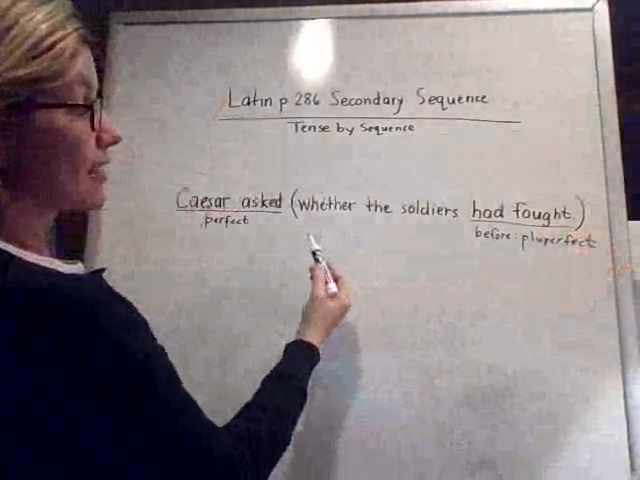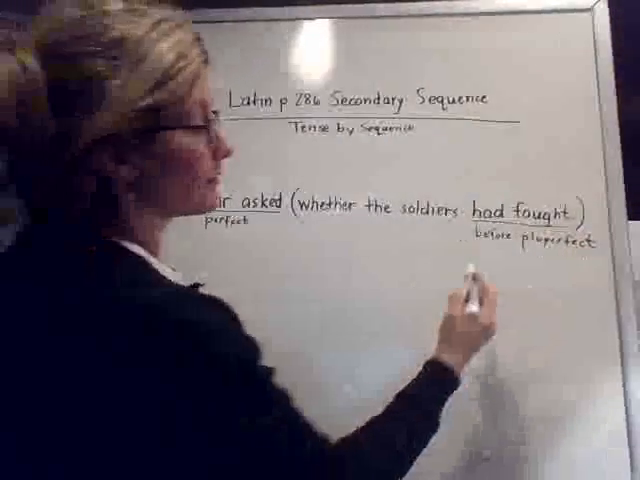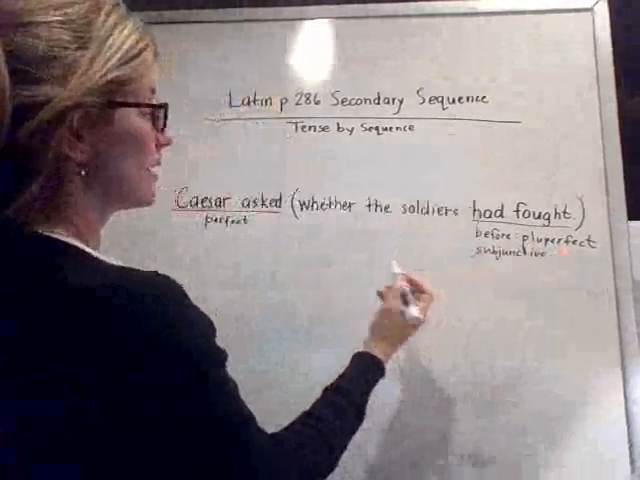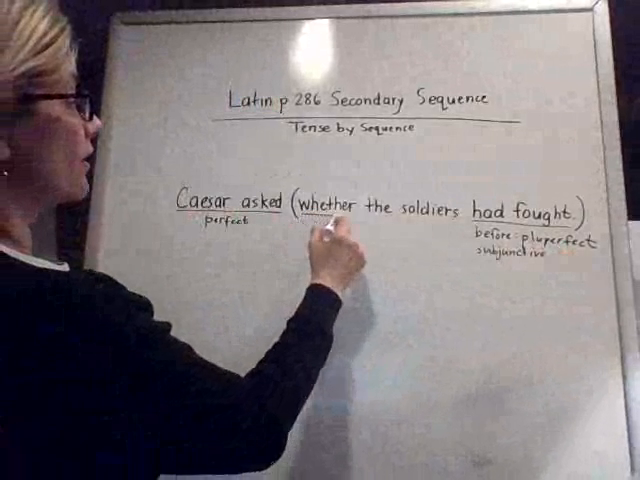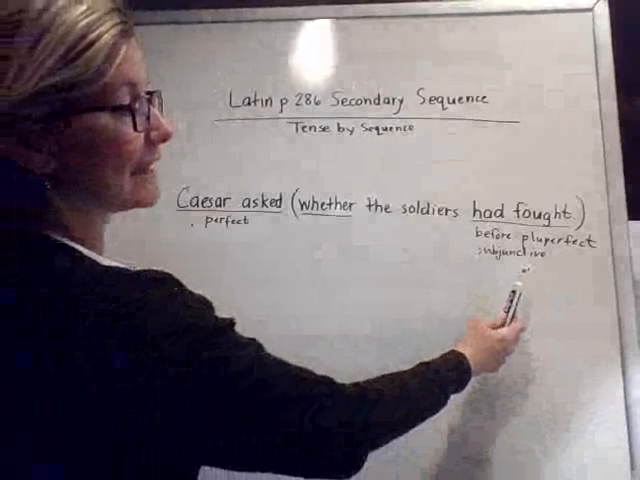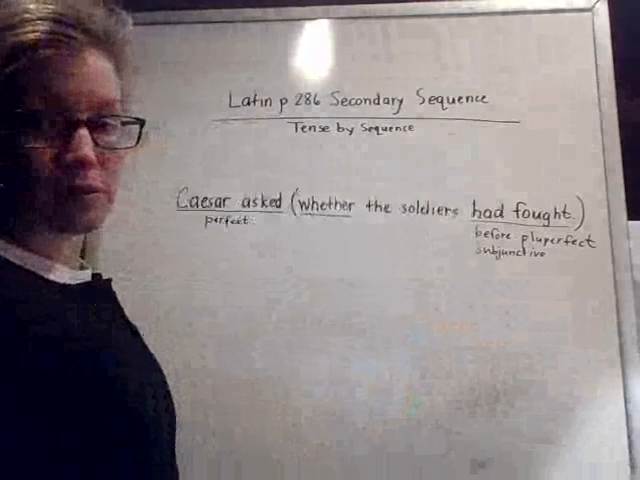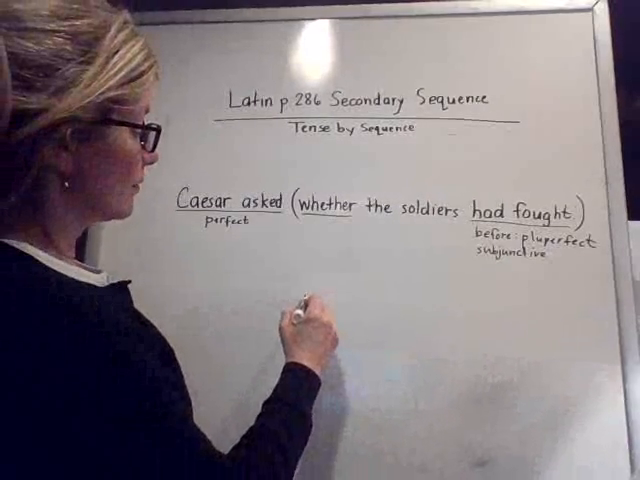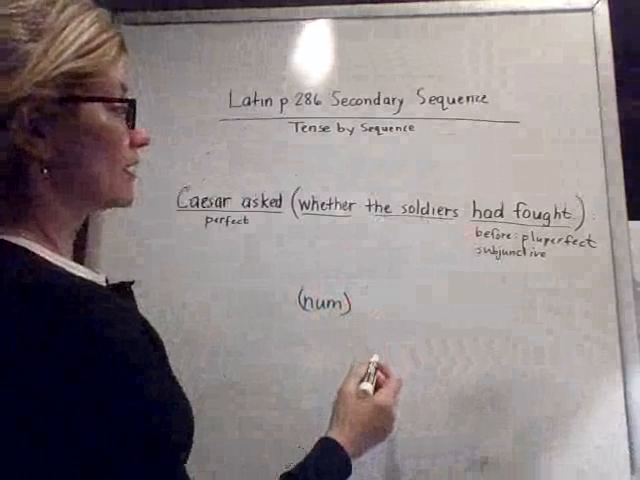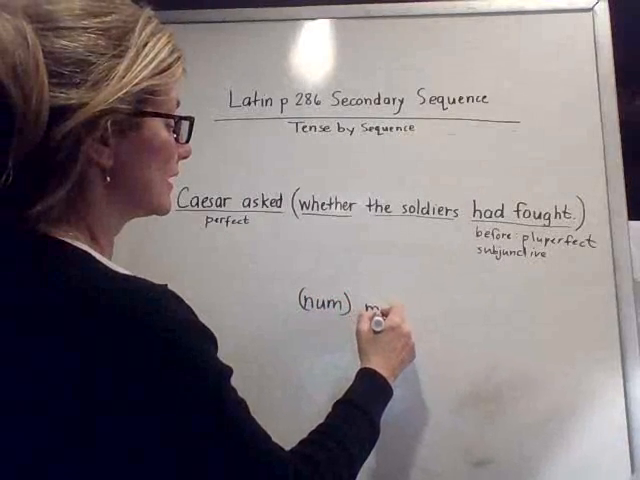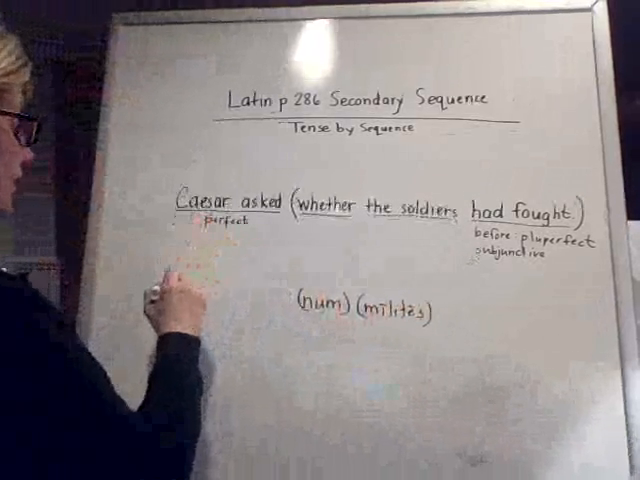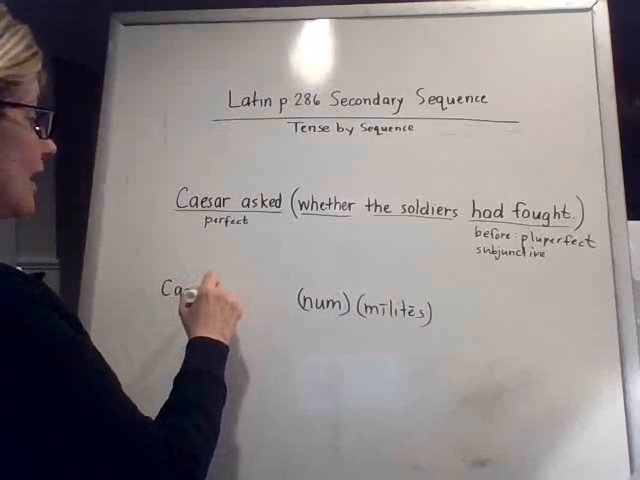And we also know that in a subordinating clause, the mood is always subjunctive. So let's write that down. Subjunctive. Let's see here. We have whether, and we can express whether in one of two ways. We could either just add ne to the end of the verb, or we could use the word num. So we'll just use num this time. Okay, and we know that the soldiers, being used in the nominative here, is milites. All right, now we have Caesar. That's easy. Now we just have the verbs left.